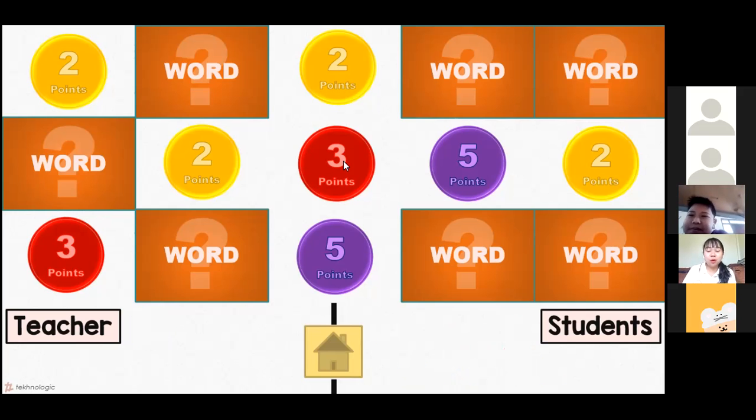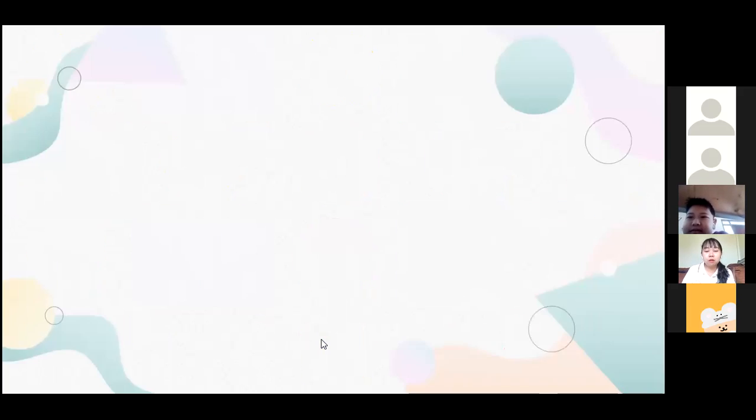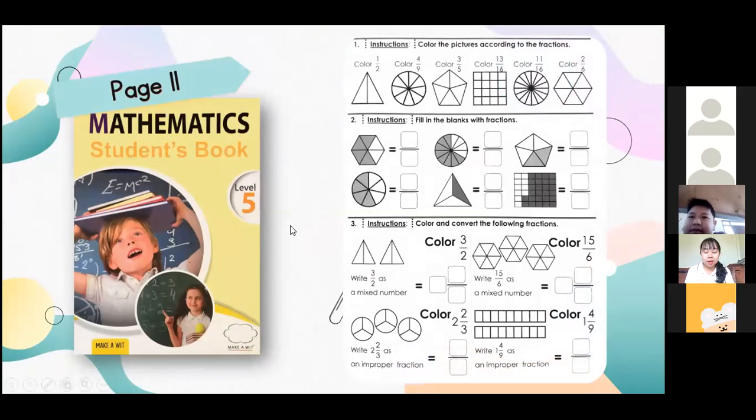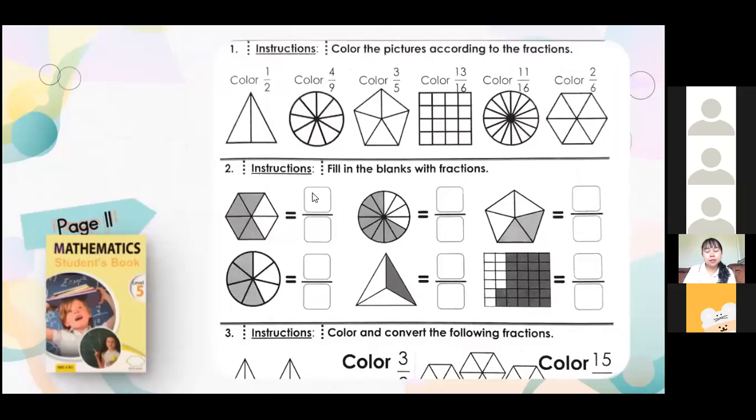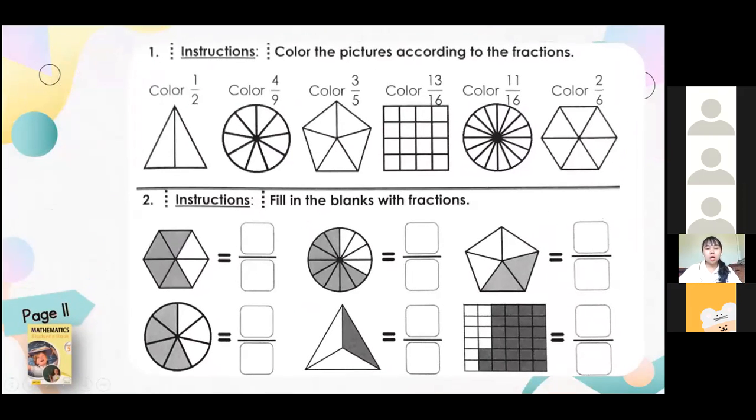Now, let's move to our book very quickly. Page 11. Quick. Easy. Let's do it together. Exercise one. Color the picture. Page 11.